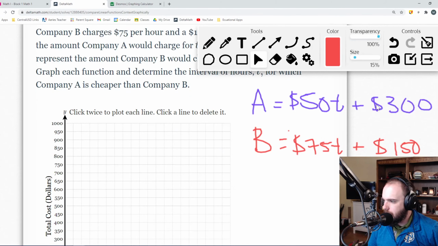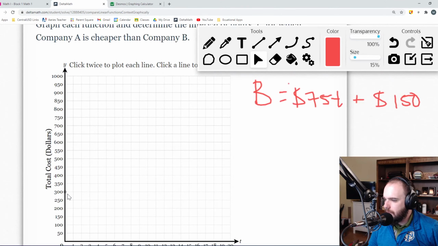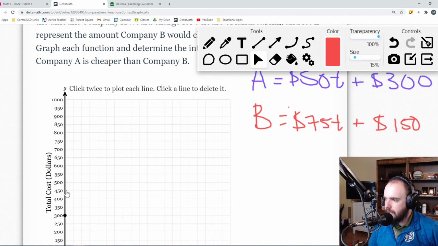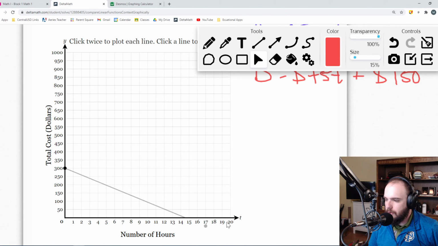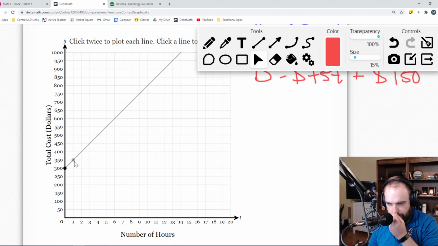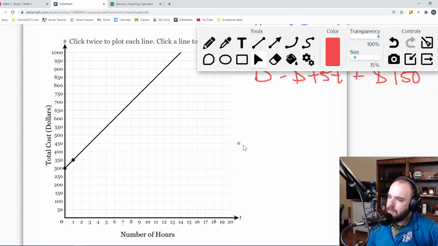So let's go ahead and do that, right? So for line A, we need to start at 300, right? That's where we're starting. They haven't worked. That's a flat fee. They have to pay $300 no matter what, and then they pay $50 per hour. So I've got to really pay attention to what my scale is going to look like on the y-axis. So for every 1 I go up in number of hours, I'm going to be going up 50.